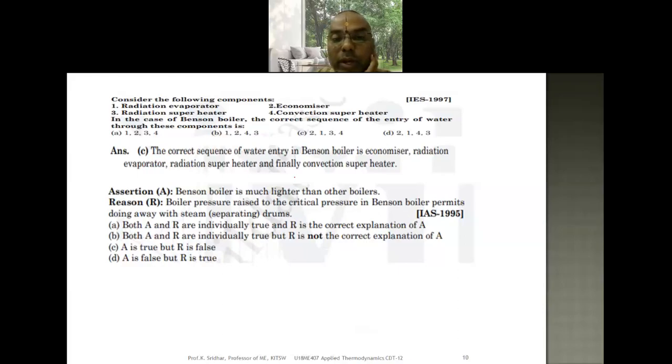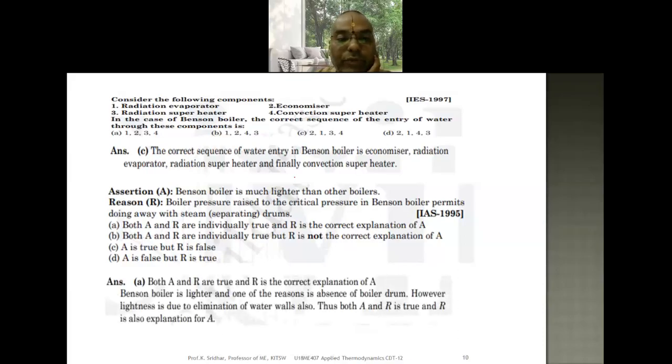The assertion is that Benson boilers are much lighter than other boilers. The reason is that boiler pressure rising to the critical pressure in the Benson boiler permits doing away with the steam drum. Which option is correct? Both A and R are individually true, and R is also the correct explanation of A. So the answer is A. Like this, we are able to answer some of the questions based on the Benson boiler as well as the Lamont boiler.